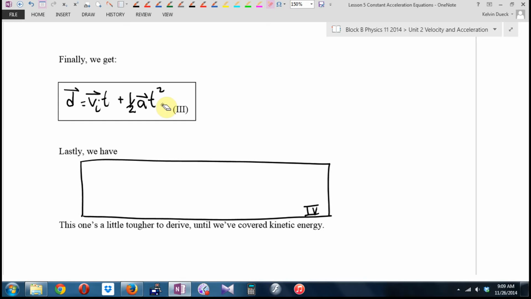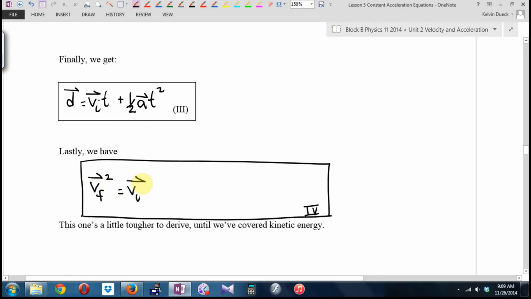As I was saying, equation number four, we derive in about 3 months, very easily, but I'm not going to derive it now. Here's the fourth equation: Vf squared equals Vi squared plus 2ad.